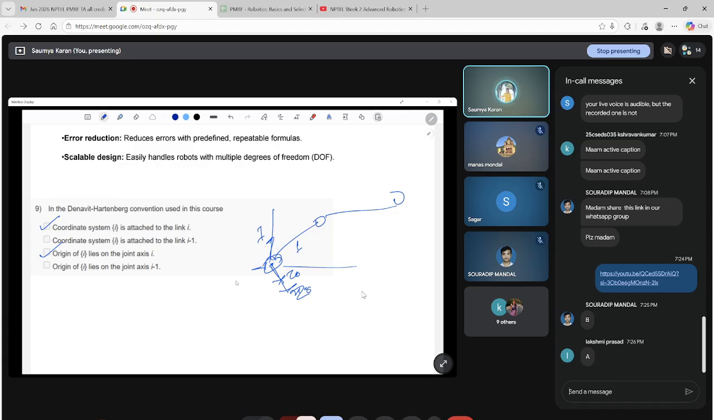So shouldn't it be: coordinate system of I is attached to the link I and origin of I lies on the joint axis I? When we are talking about this link, we are talking about this joint, the first one itself. This revolute joint cannot be 0, right? 0 is just for the fixed frame. But if you have a prismatic or a revolute joint, any joint, you have to have the first frame there. Okay, so the answer is A and C. We have to do everything with the same I.